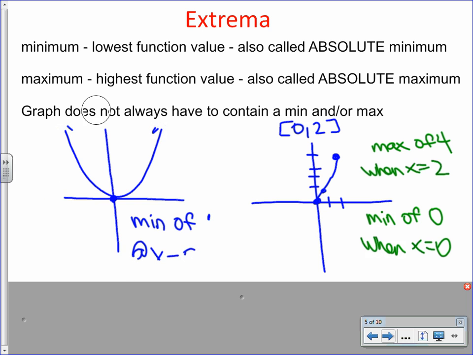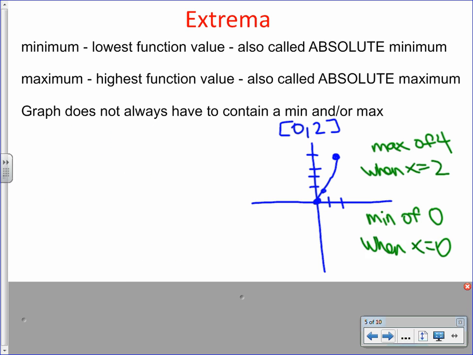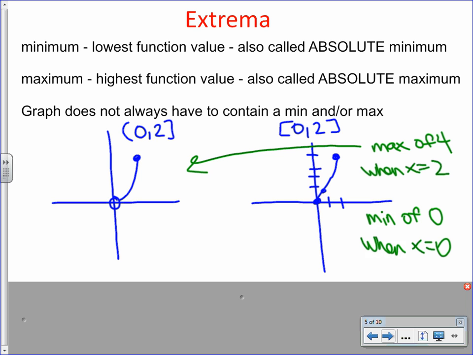Let me change the piece of the domain we're looking at one more time. What if we looked at the interval from 0 to 2 where 0 is not included? Then we would have something that looks like this. Our maximum would still be 4 when x is 2. However, do we have a minimum? No, we do not have a very minimum point. We approach the coordinate 0, 0, but I cannot pick out a very lowest point. So in this case, we would have no minimum.